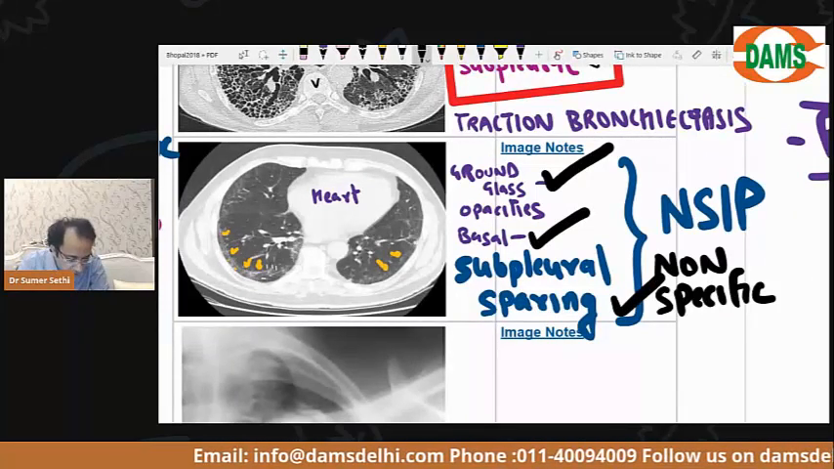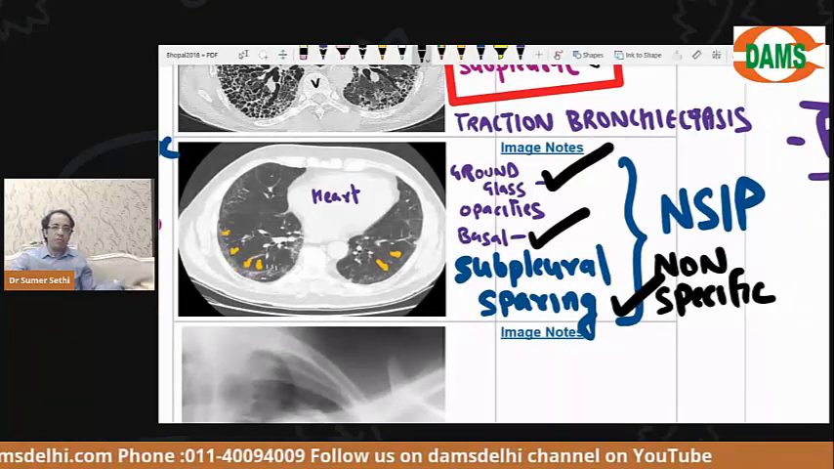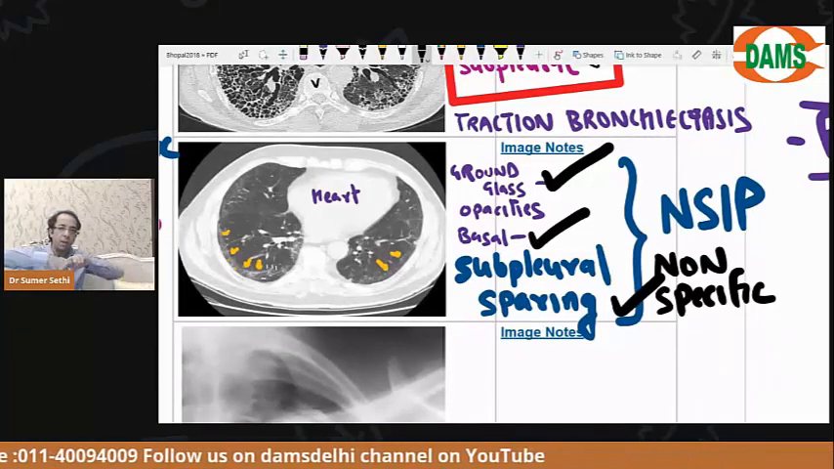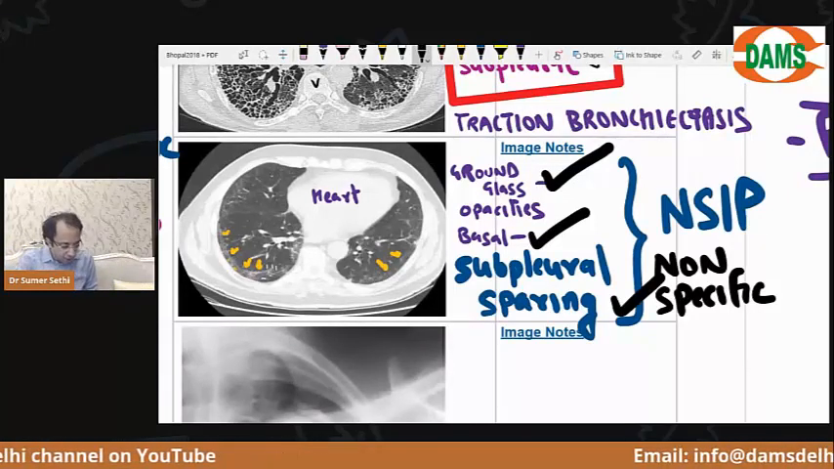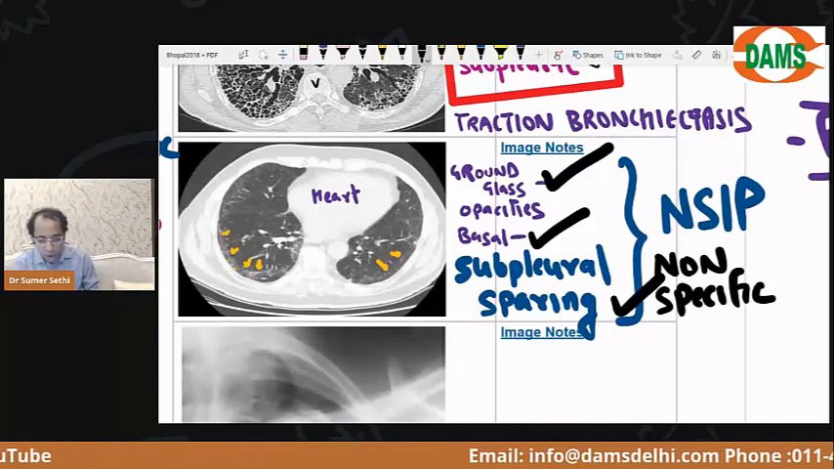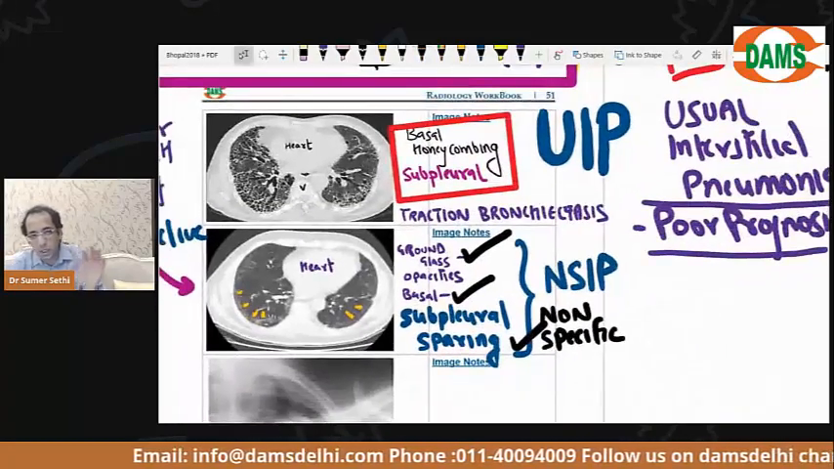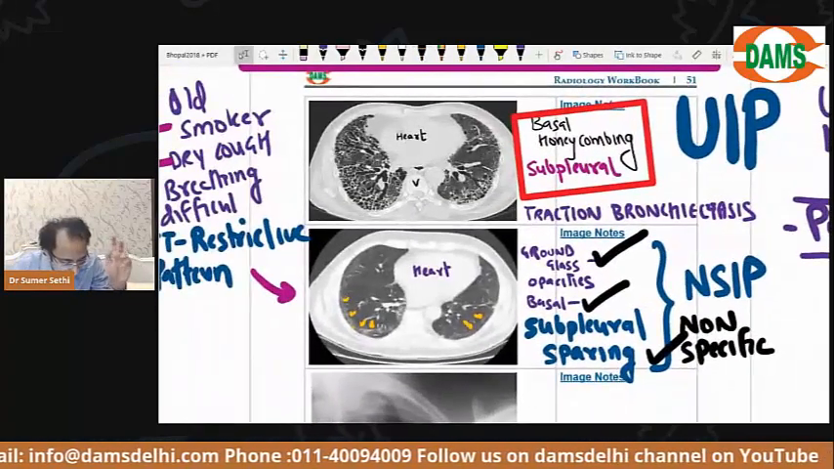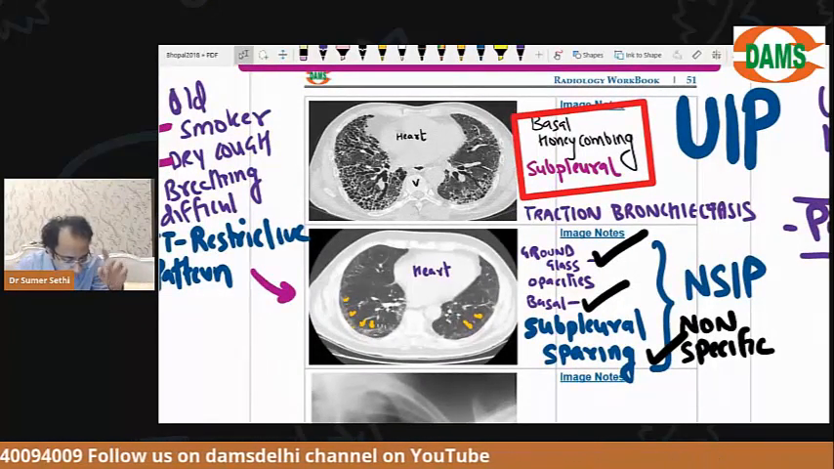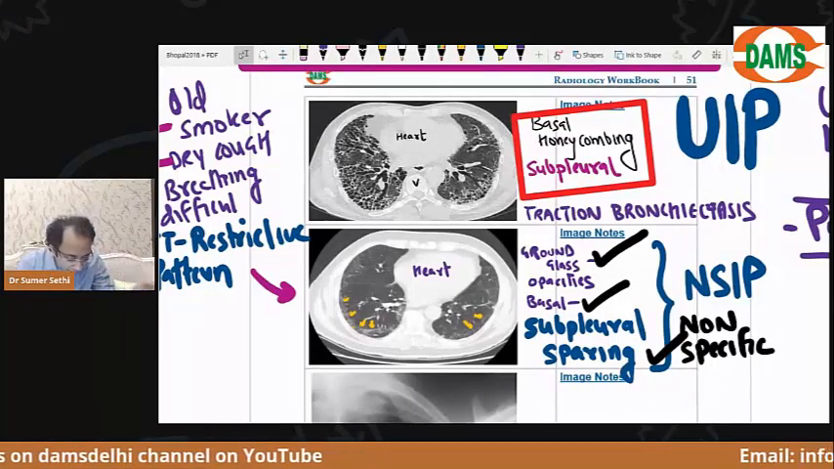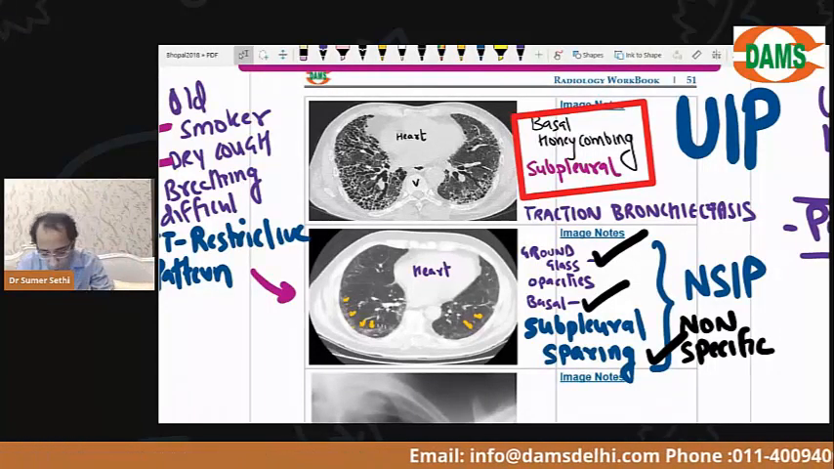Okay. Traction bronchiectasis was dilatation of bronchi in the area of fibrosis. जहां fibrosis है वहां पे bronchus का dilate होना खिंचाव के कारण है. That is called as traction bronchiectasis. Okay. Now, can you guess and tell me, out of UIP and NSIP, which one has poor prognosis, which one has better prognosis? So we know now that UIP will have poor prognosis, NSIP will have better prognosis.